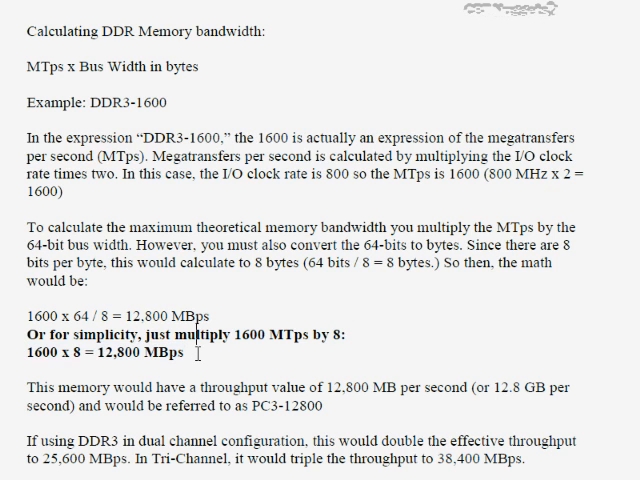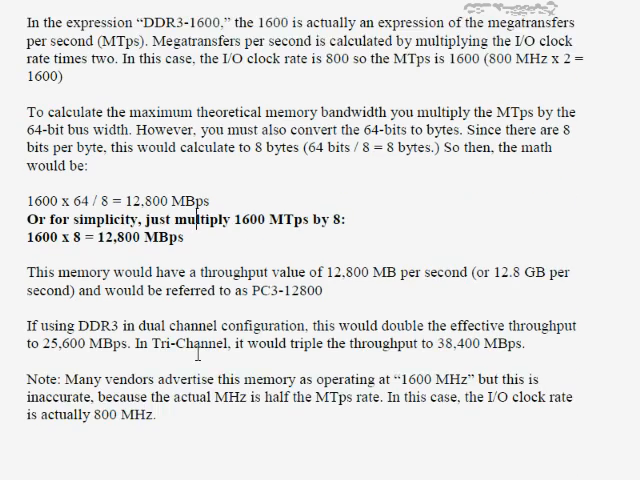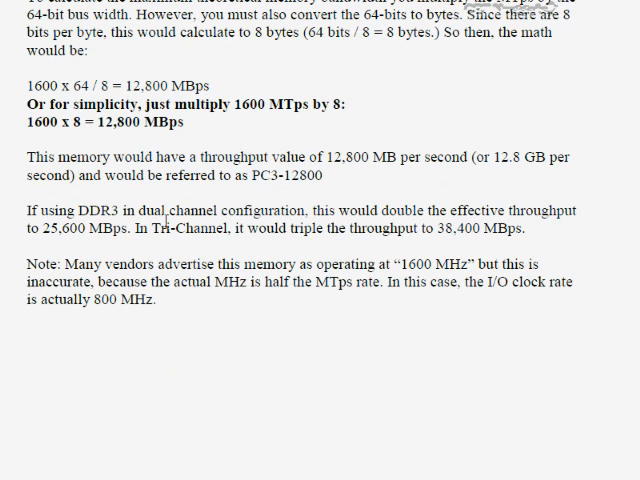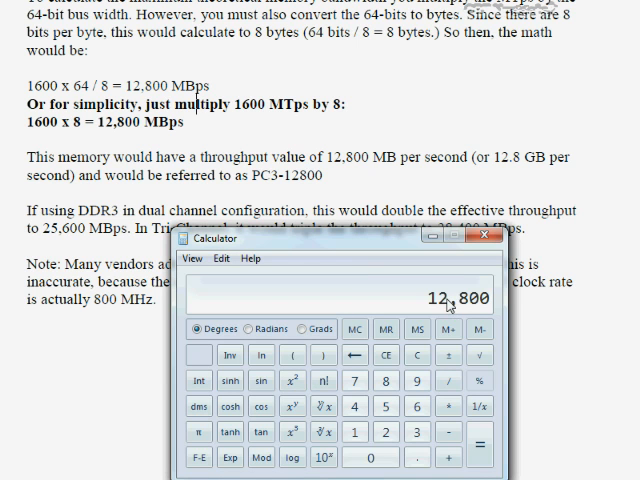Now the only other difference you would have there is if you're using a dual channel or a tri-channel configuration, let me scroll up here, then you would be able to double or triple that. So I would be able to take this 12,800 times 2. If I'm using a dual channel configuration, I would have a total throughput of 25,600 megabytes per second.